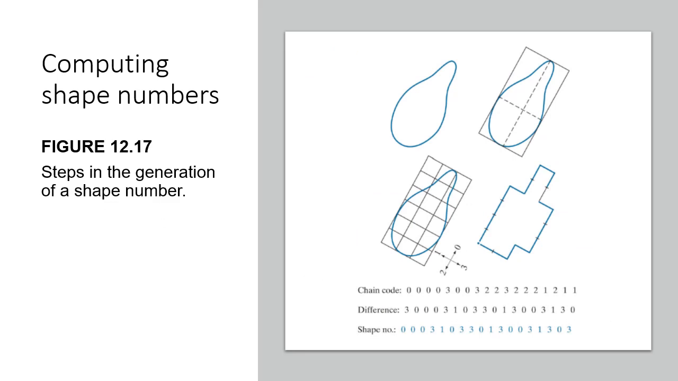How do we actually compute the shape numbers? So let's suppose we have this object, which is like a bottle. And so what we do is we find the major and minor axis, which is drawn as a dashed line here. This is the major and the minor axis. And then we resample the object. Here it is shown the size of the grid to resample. And so finally we obtain the resampled object.